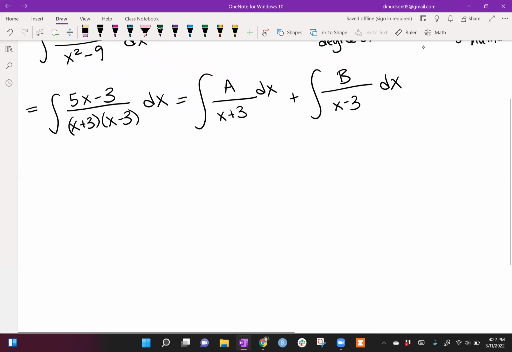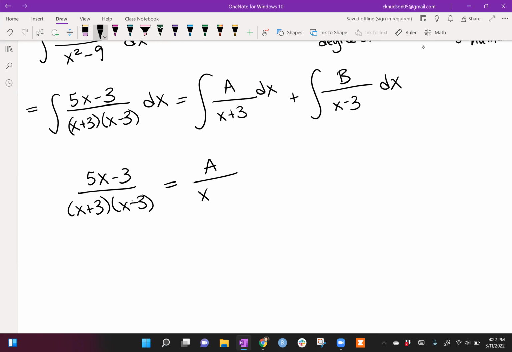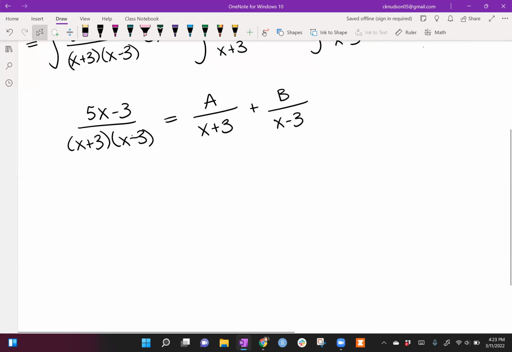Okay, so in order to figure out what the A and B values are, we need to set the left-hand side and the right-hand side of this equal to each other. So let's take the integrand, 5x minus 3 divided by x plus 3, x minus 3, and set that equal to the integrand of A over x plus 3 plus the other integrand of B over x minus 3. We're going to set these equal, and we're going to solve for A and B.